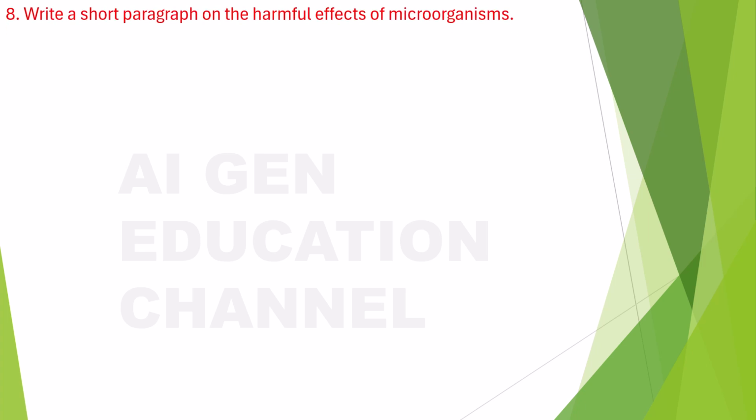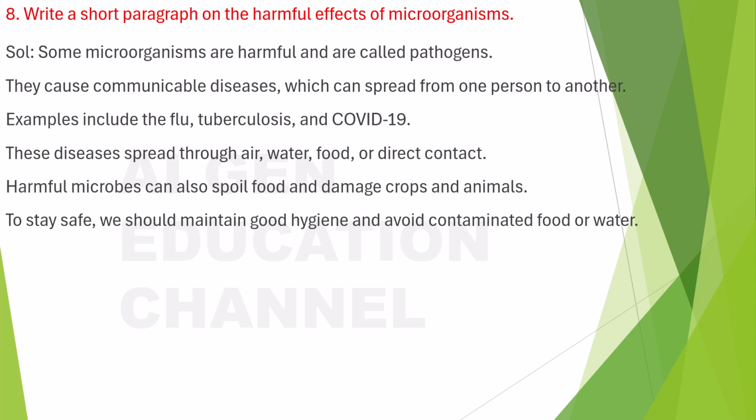Now, what is this? Write a short paragraph on harmful effects of microorganisms. So in the last question we have seen the role played by microorganisms as a friend. Now we will see what the microorganism does as a foe, right? Some microorganisms are harmful and are called what? Pathogens. They cause communicable diseases which can spread from one person to another.